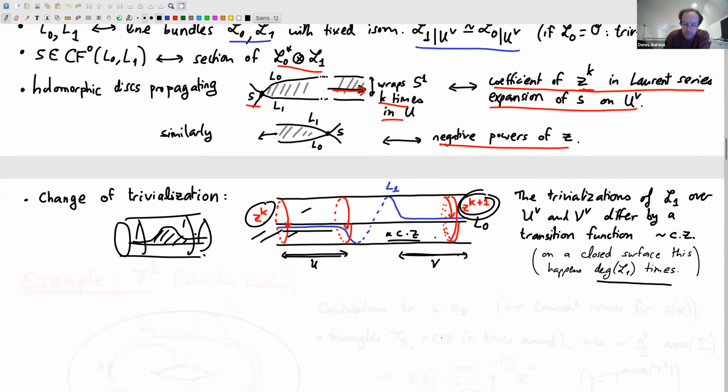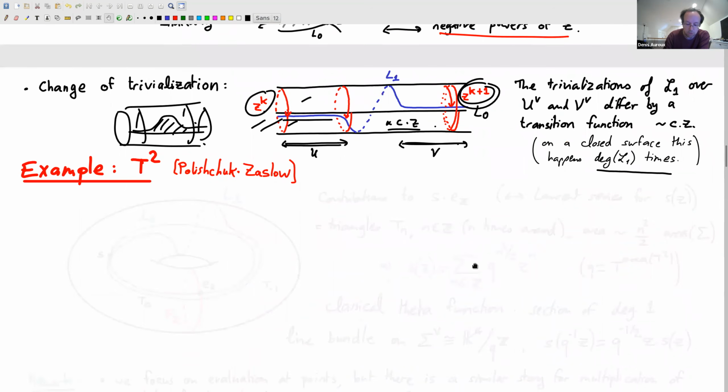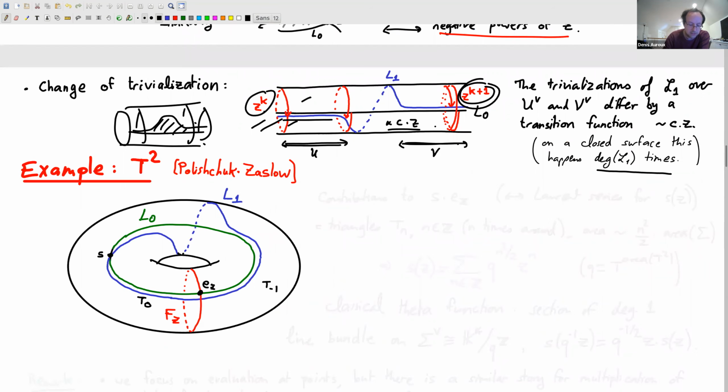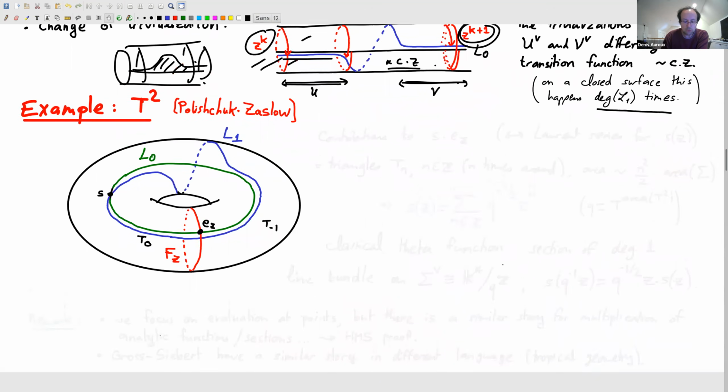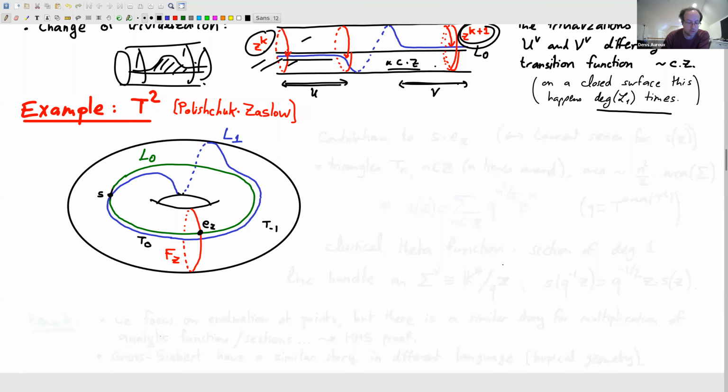All right. So next example. Now I'm back in 1998, the prehistory of homological mirror symmetry. So Polishchuk and Zaslow worked out in a very explicit way how to do homological mirror symmetry for the two torus by just counting triangles on a torus and matching that with theta functions. But now I can explain how this fits with my slogan.